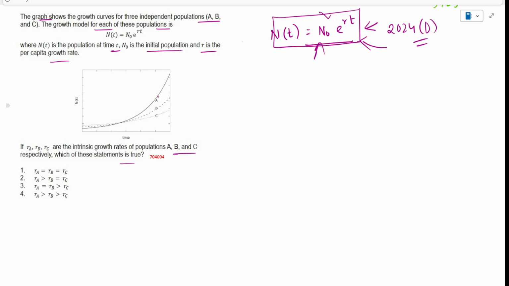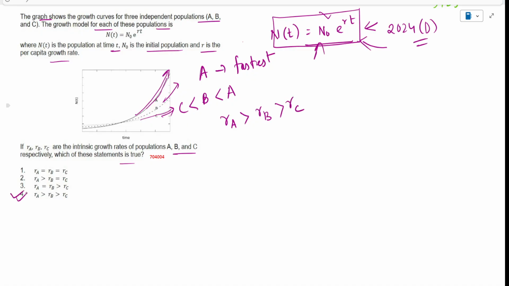See, if we see the graph, then the growth of A with time is faster. A is fastest. Then B is less than A and C is less than B, because the graph of A is higher, most faster. See, this is the graph of A, this is the graph of B, this is the graph of C. That means A is most faster. That means the rate of A is greater than the rate of B is greater than the rate of C. Option 4 is the correct answer.